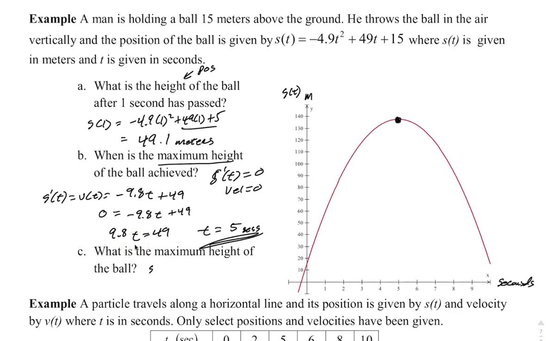So we're going to do S of 5. So negative 4.9 times 5 squared plus 49 times 5 plus 5. And if we plug it into our calculator, just do some math, we get 137.5. And again, we're talking about the max height, so that's in meters. You can see the value right there. It's about where we're at, right? 137.5, so about there. So that's a first quick example of how to do a related rates problem. Let's look at another one.